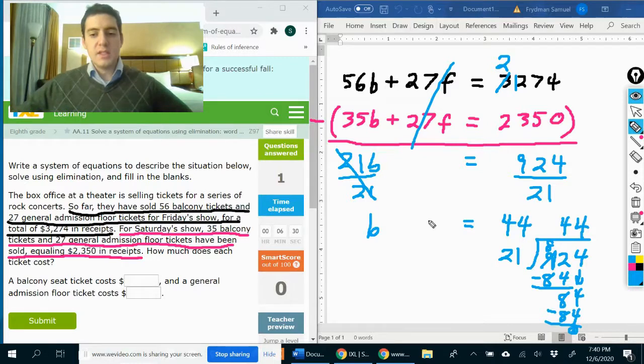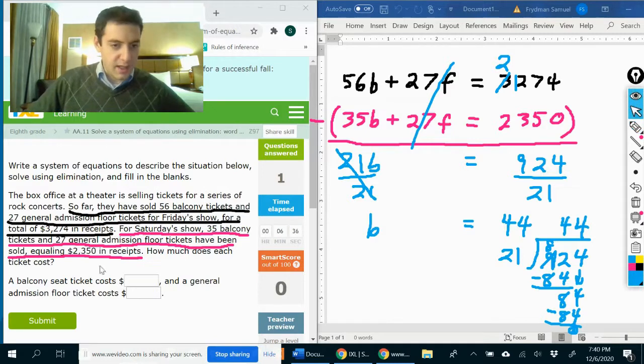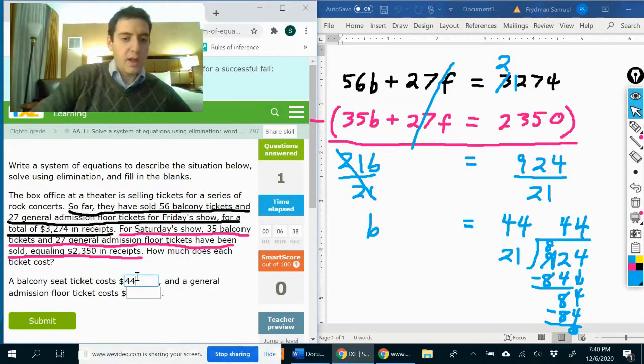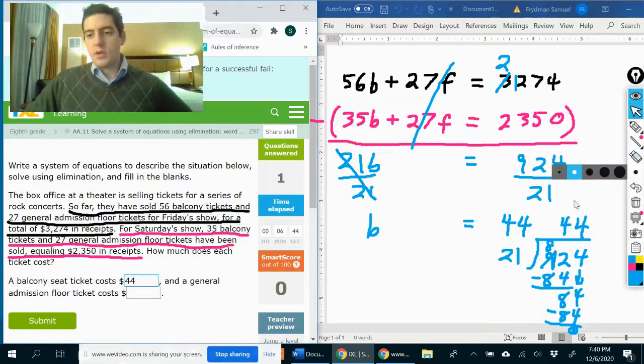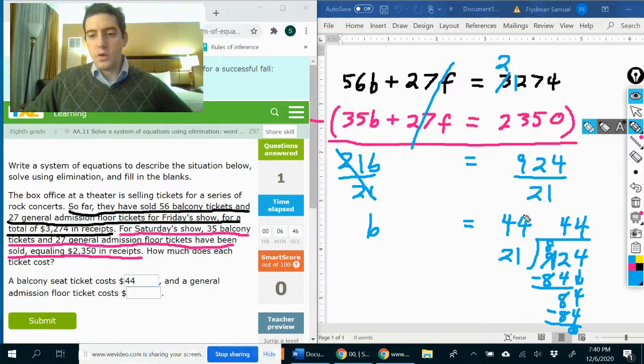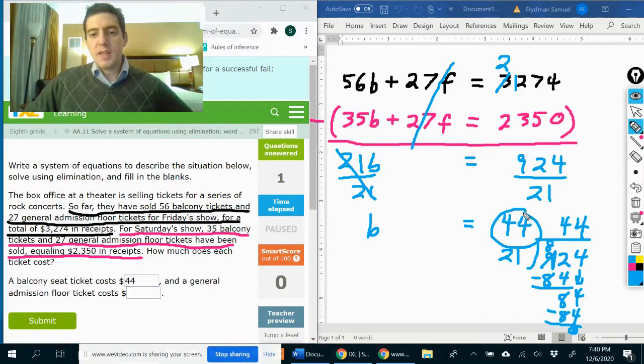Okay, what does that mean? That means the price of a balcony ticket is $44. So we can plug that in here right away. Now we need to figure out the price of a floor ticket. And the way that we're going to do that is we're going to simply take this 44 over here and plug it back into either one of these equations. It doesn't matter. Plug it back in for B, since that's the value of the balcony ticket, and then just solve for F.